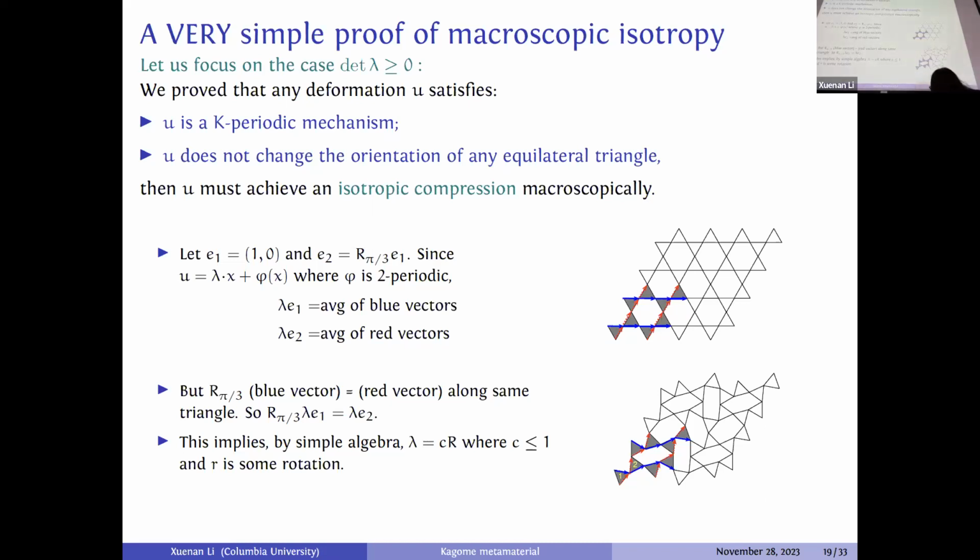So this is like you have some affine deformation lambda, and it must commute with the 60 degree rotation. And this is only possible when lambda is a constant times a rotation matrix. Okay. So far, so good. So this is how we show that if you have a K-periodic mechanism, it must be an isotropic compression. It cannot be a shear. It cannot be something else.